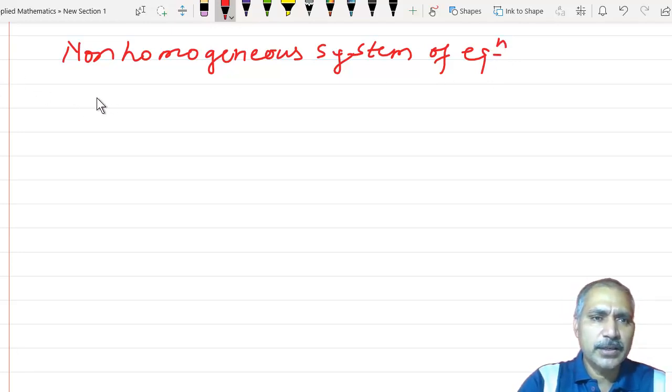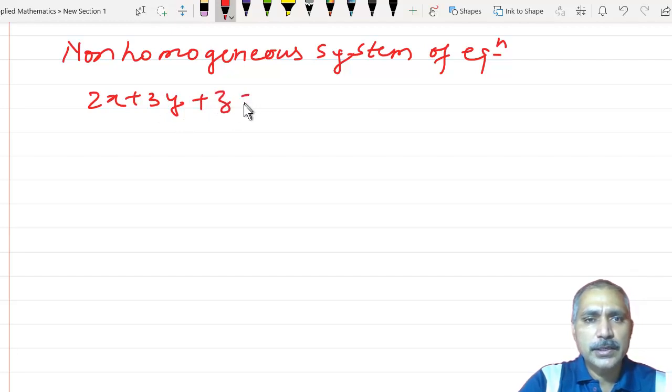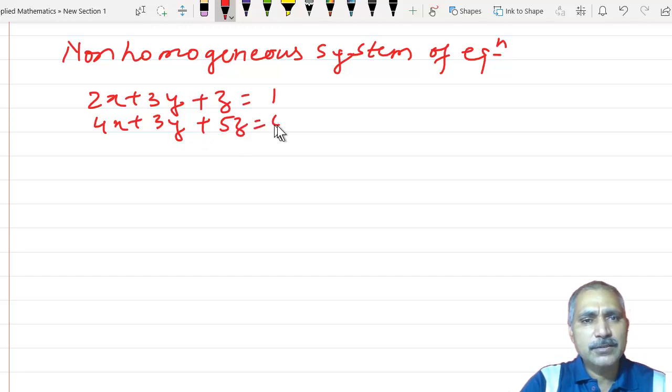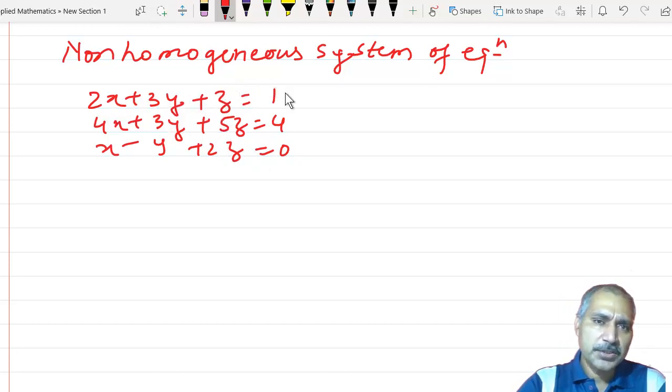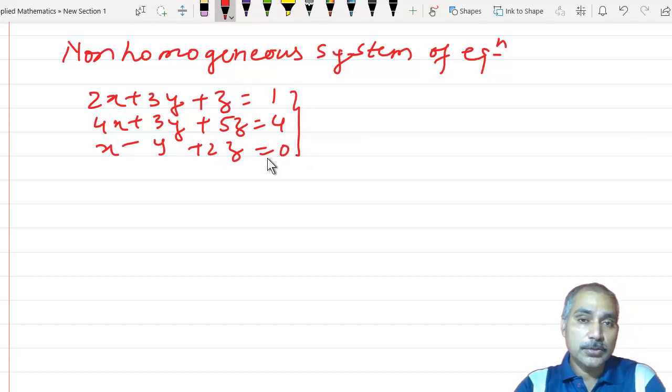Let us take you have been given equations like 2x plus 3y plus z is equal to 1, 4x plus 3y plus 5z is equal to 4, and x minus y plus 2z is equal to 0. These are just randomly taken equations. Now if you look at these equations, the right side terms are not all zeros. That is the very important point.